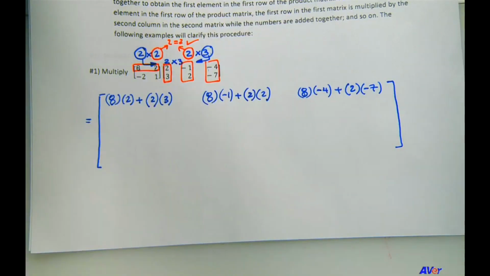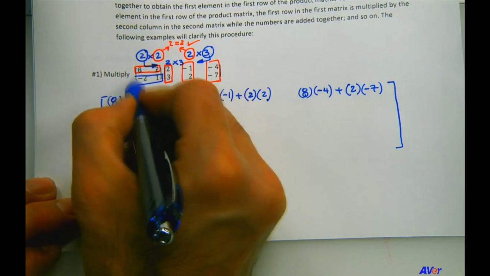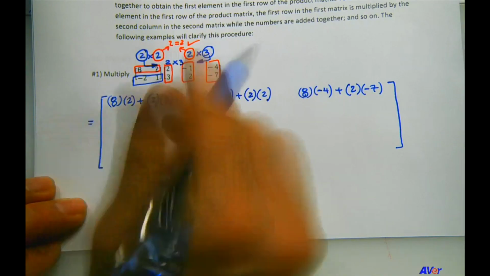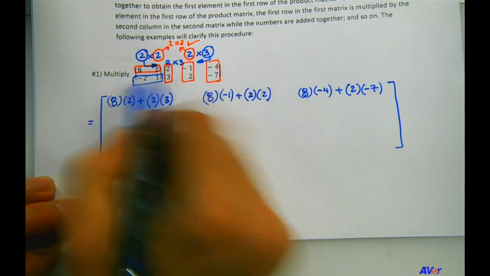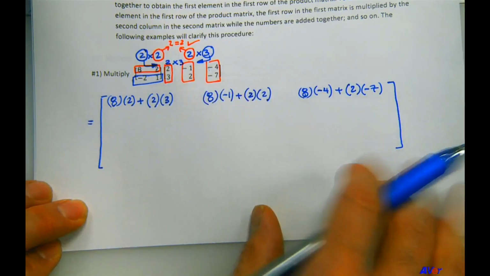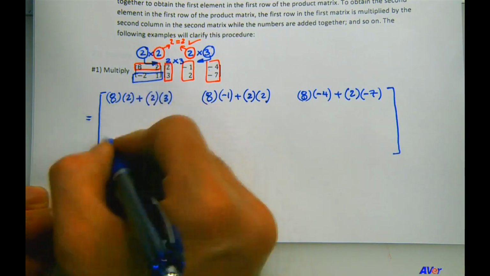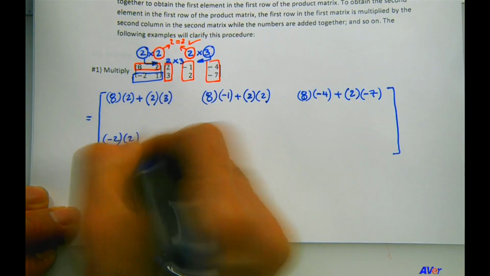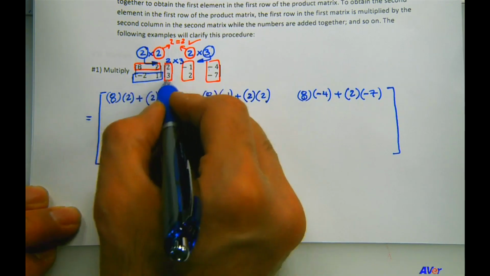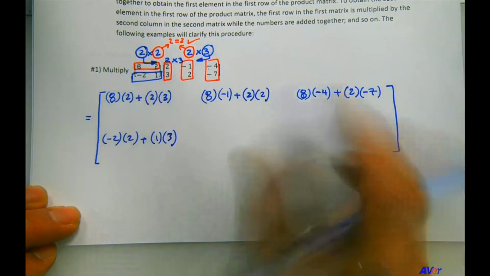So let's move to the second row in the first matrix and repeat. Multiply by the first column, add the numbers. Multiply by the second column, add the numbers. Multiply by the third column and add the numbers. Okay, let's do that. So minus 2 times 2 plus 1 times 3. Right? We're done with the first column.